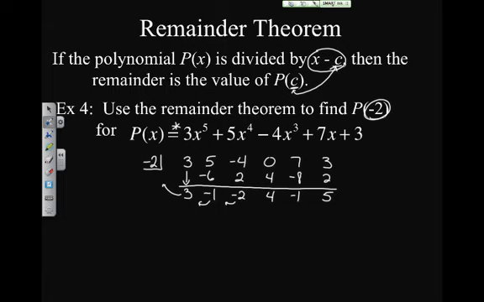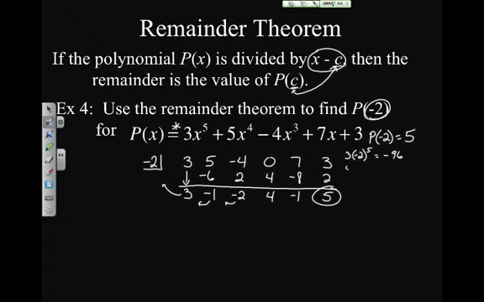Now the remainder theorem says that the remainder, which is this last term, should be equal to p of negative 2. So our answer is that p of negative 2 equals 5. Now we can check that relatively easily. If we look at 3 times negative 2 to the 5th power, I'm just taking that first term. Negative 2 to the 5th power is 2, 4, 8, 16, 32. Negative 32 times 3 gives us negative 96.